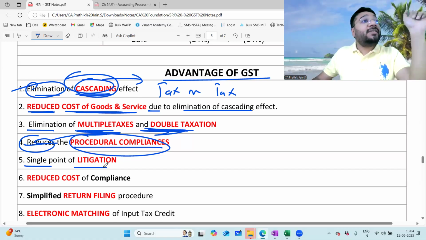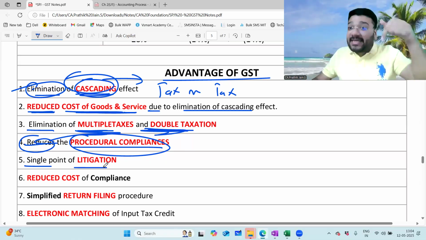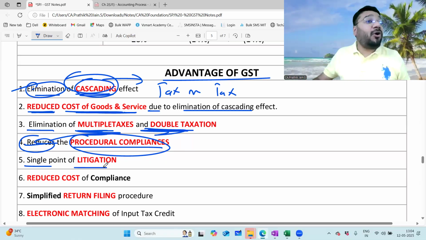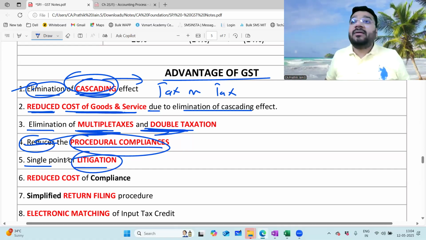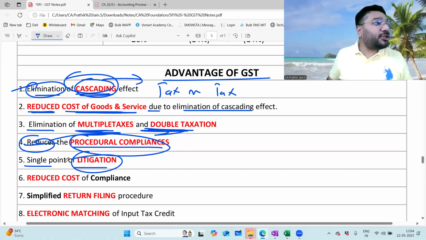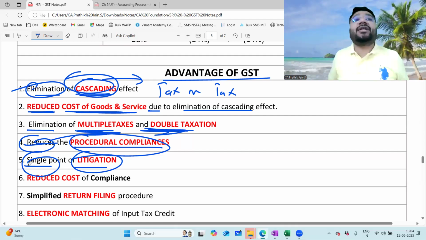Single point of litigation. Earlier, CST department officer will call me, VAT officer will call me, excise officer will call me, service tax officer will call me. So how many places I have to go into litigation? Litigation means what? The legal issues with the department is called litigation. So now there's only one GST officer. So single point of litigation.